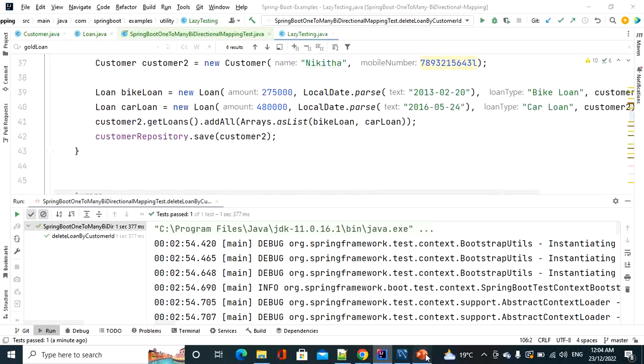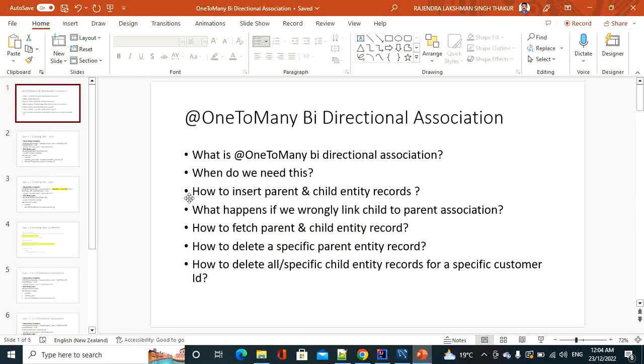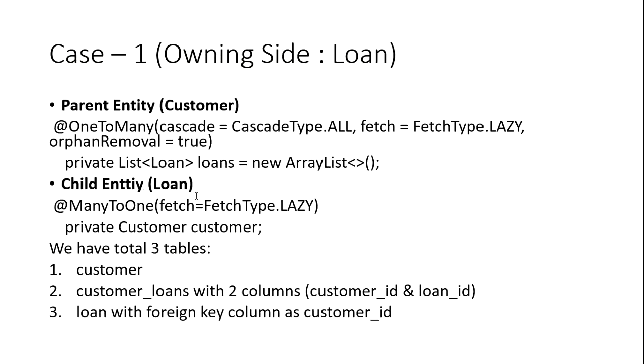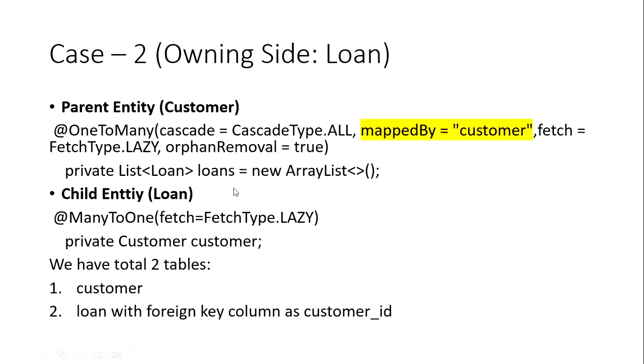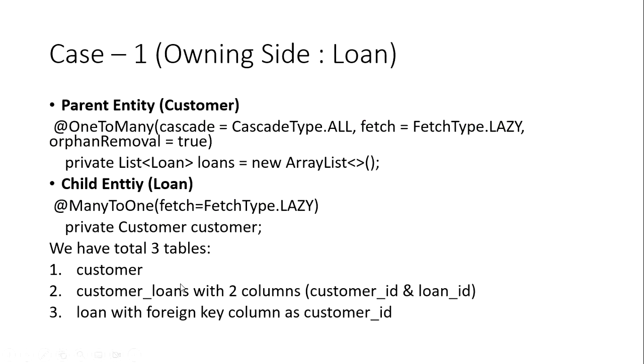So what we learned so far. If you see case number one, owning side loan. That means on the parent entity side, we have @OneToMany with these 3 attributes, cascade, fetch and orphanRemoval, and at the child entity side we have @ManyToOne, right? If we keep it like this, then we have observed that tables have been created, that is customer and loan.